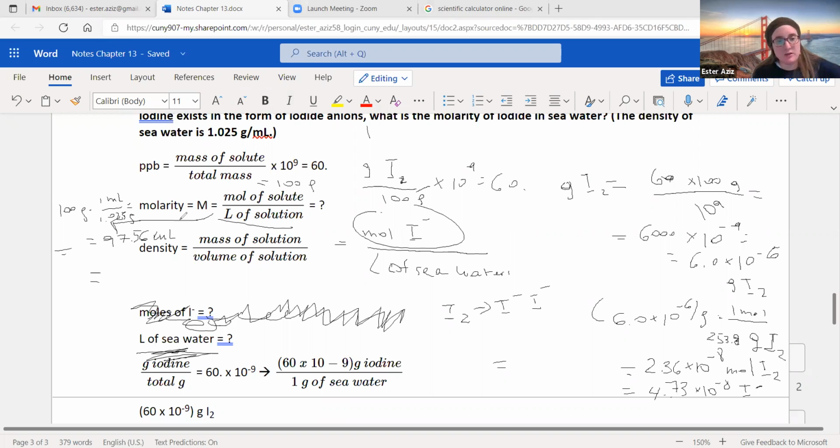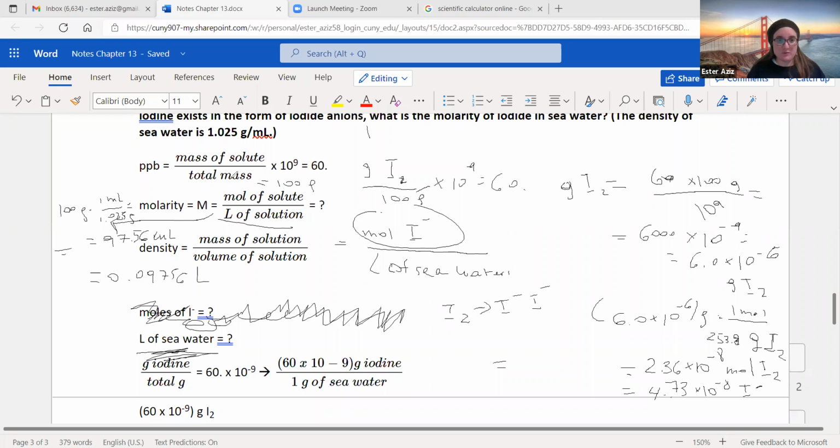And then when converting into liters to put it into the molarity expression, if you want to go from milliliters to liters, we have to divide that number by 10 to the third. So that is equal to 0.09756 liters.